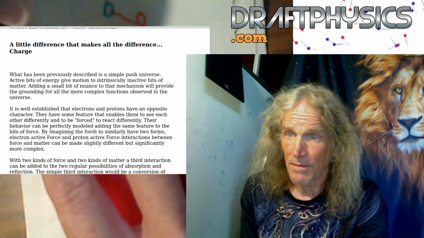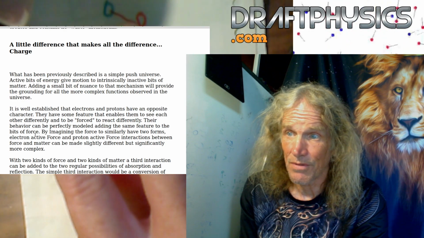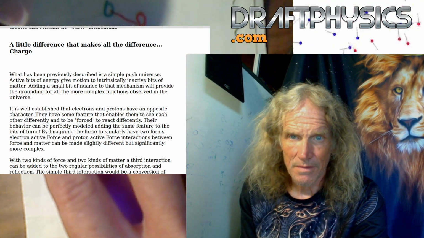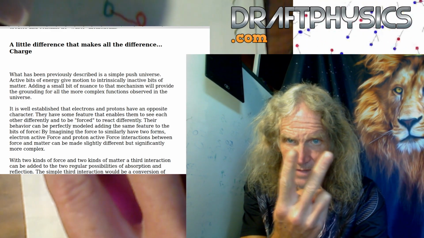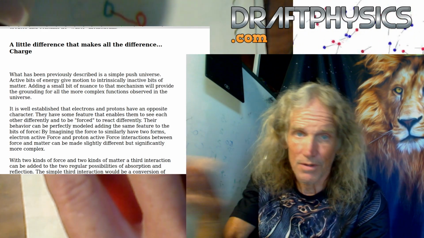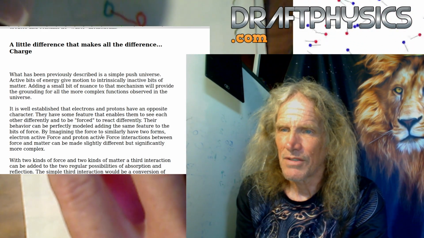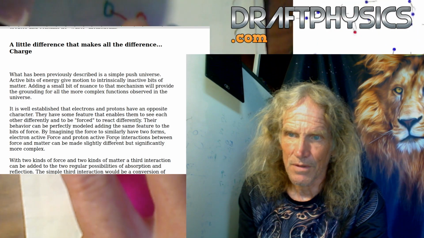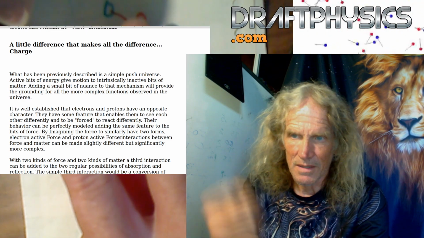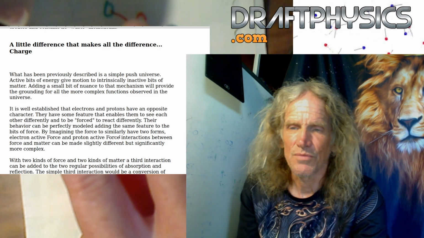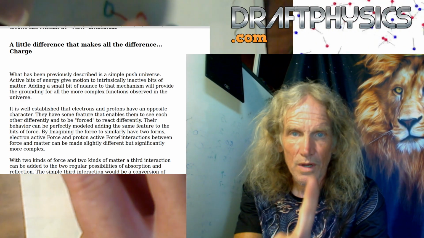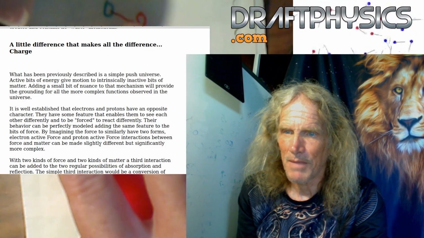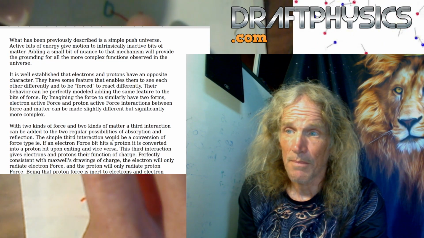Their behavior can be perfectly modeled by adding the same feature to the bits of force. So by making the force, just like the matter, two elemental types, and just calling them electron force and proton force, by imagining the force to similarly have two forms, electron active force and proton active force, I am emphasizing that the two forces only push one type of object. Interactions between force and matter can be made slightly different but significantly more complex.